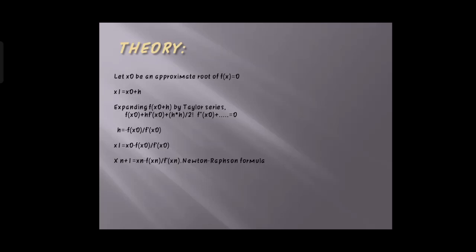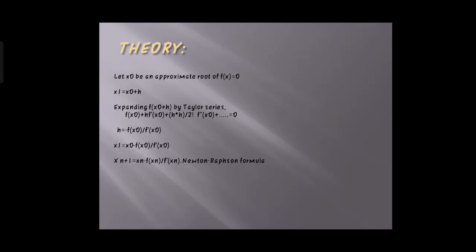Now here the h, that is the step size, is given by minus f(x0) divided by f'(x0). Here f' is the first derivative of the function f(x). So that's how we get the step size h. If we substitute this in the equation of x1, we get x1 = x0 minus f(x0) divided by f'(x0).